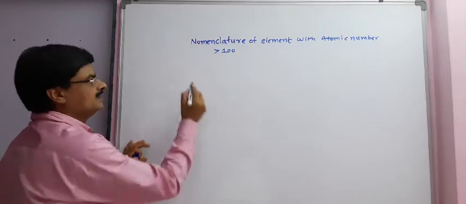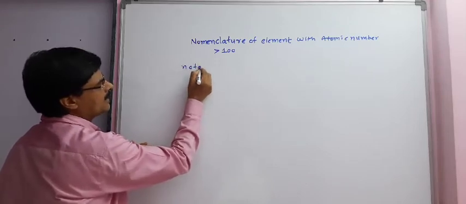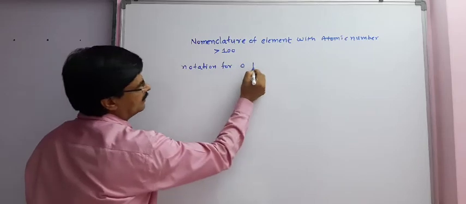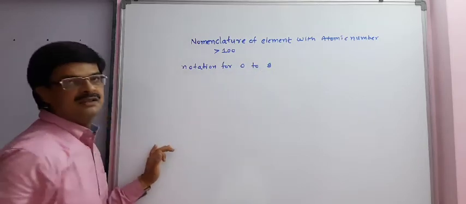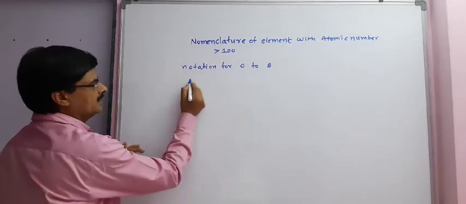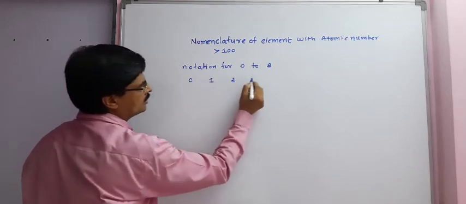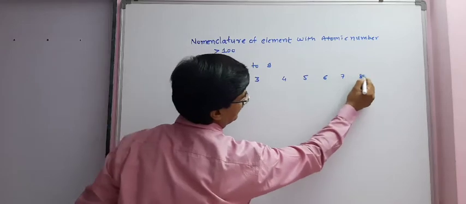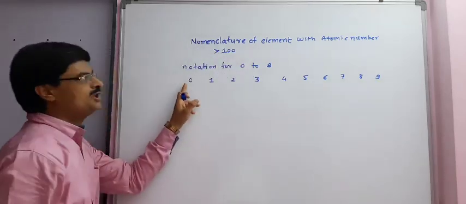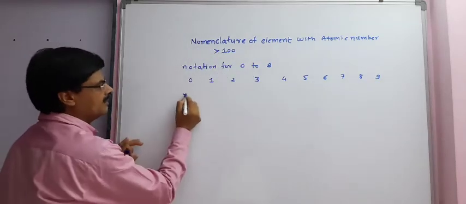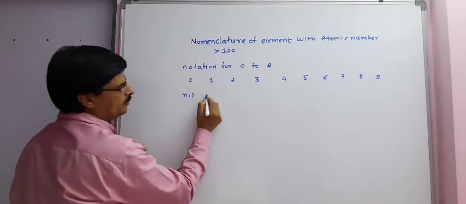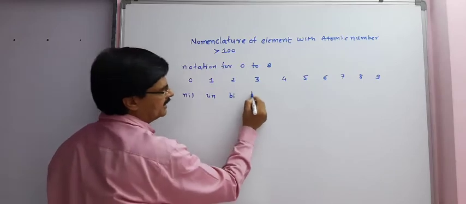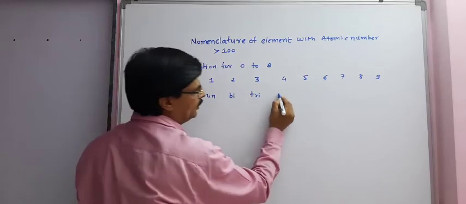First of all, we have to understand the notation utilized for digits 0 to 9. If 0 is present, then we have to use nil. If 1 is there, then un. If 2 is there, then bi. If 3 is there, then tri. 4 is quad.